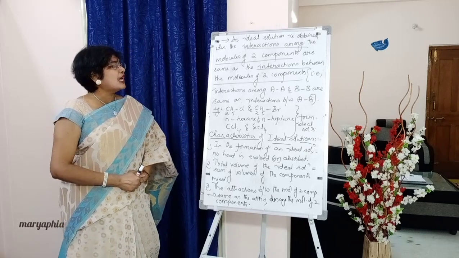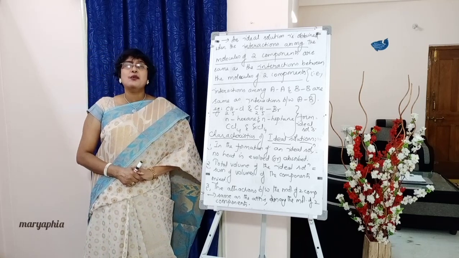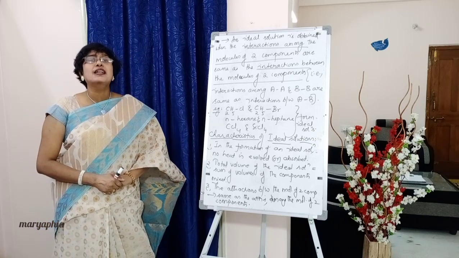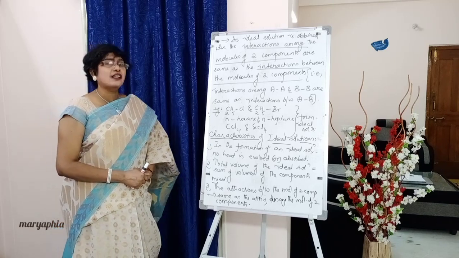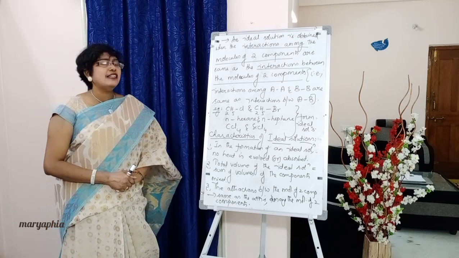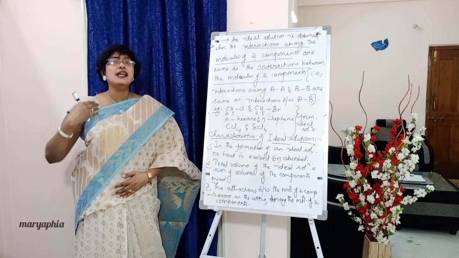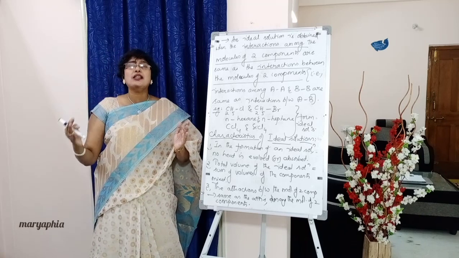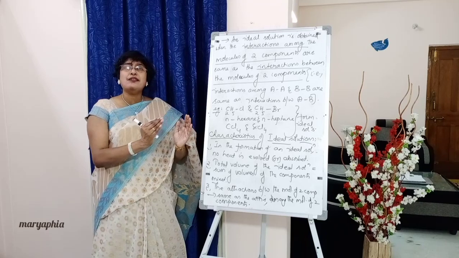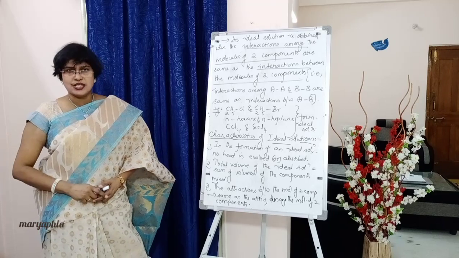So that's what I have mentioned in the brackets: the interactions among the molecules of liquid A, and BB interactions among the molecules of liquid B, are the same as the interactions between the molecules of A and B. Note the difference between among and between, students. Interactions between the molecules of the two components are the same as interactions among the molecules of A and among the molecules of B. Then only we can say that an ideal solution can be obtained.